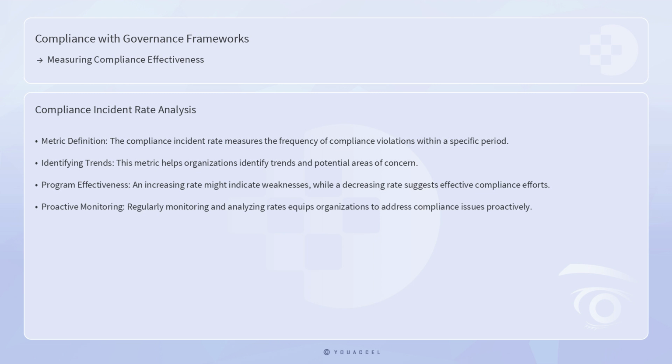One widely used quantitative metric is the compliance incident rate, which measures the frequency of compliance violations within a specific period. This metric helps organizations identify trends and potential areas of concern. For example, an increasing incident rate might indicate weaknesses in the compliance program or a lack of employee awareness. Conversely, a decreasing incident rate could suggest that the organization's compliance efforts are effective. According to a report by Deloitte, organizations that regularly monitor and analyze their compliance incident rates are better equipped to address compliance issues proactively.